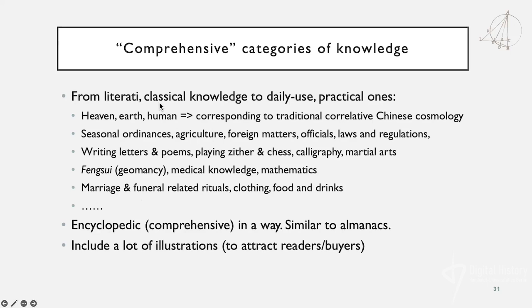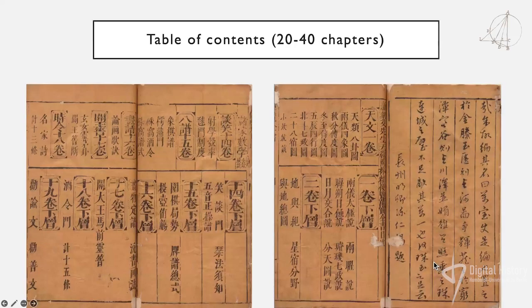So someone told me that in Europe and in the US, there is a genre called almanacs that is very similar. They also include how to understand the climate and what to do at certain times of the year, etc. And this genre also includes a lot of illustrations in order to attract readers or buyers. So these are some sample tables of contents.